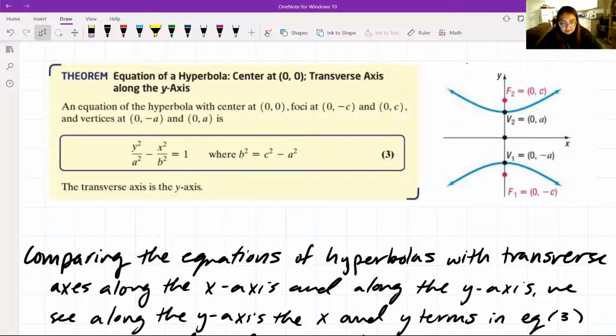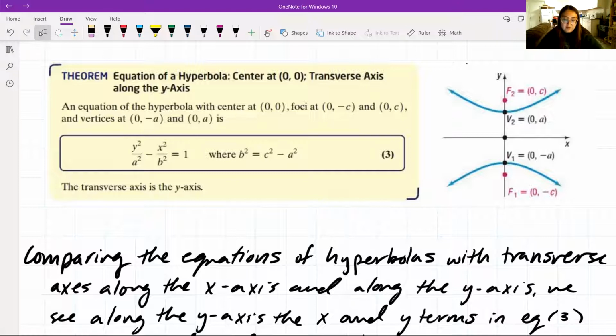We have an equation of the hyperbola with center at (0, 0), foci at (0, -c) and (0, c), and vertices at (0, -a) and (0, a), which is now going to be y squared divided by a squared minus x squared divided by b squared equals 1, where b squared is equal to c squared minus a squared. And the transverse axis is on the y-axis.